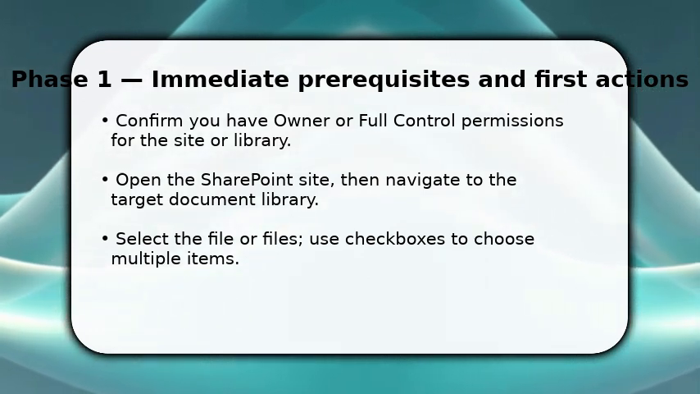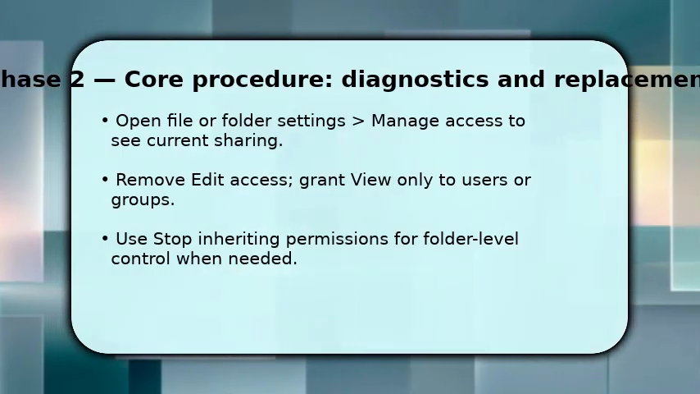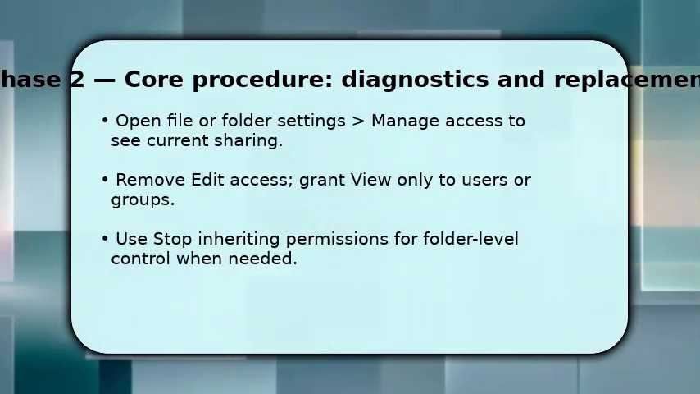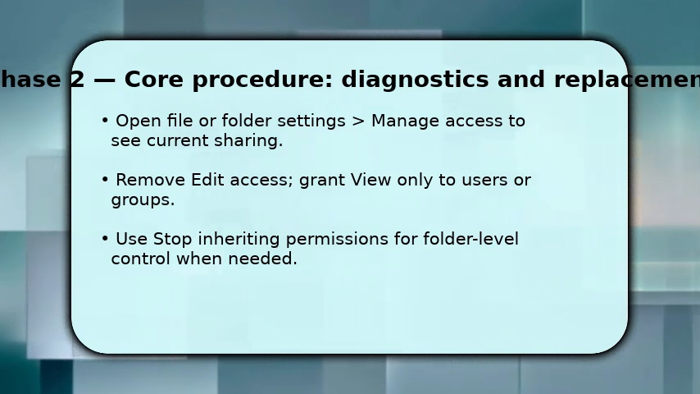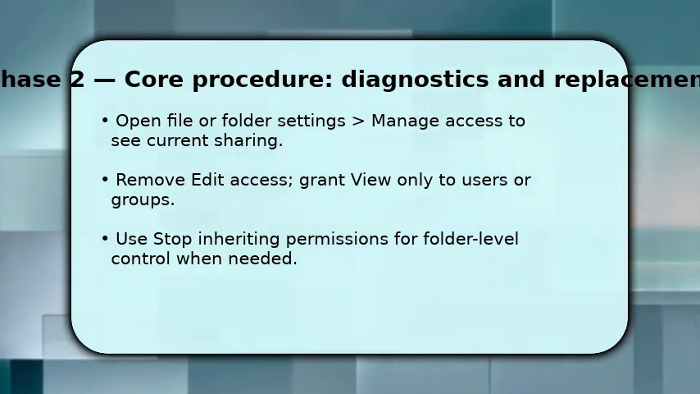Next, open Manage Access for the selected file or folder so you can change who can do what. Remove any edit permissions for users or groups, and replace them with Can View to enforce read-only behavior.